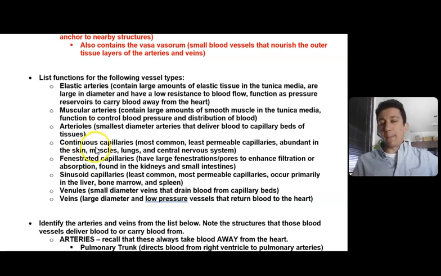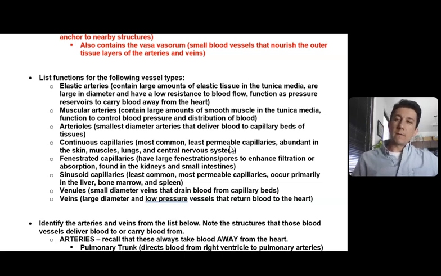And we're going to see a couple of different types of capillaries on the remainder of this list. We have the continuous capillaries, which are the most common type, and they're also the least permeable capillaries, so their walls are not as leaky or as permeable as other types of capillaries are. There's going to be some fluid, some liquids from the blood, leaking out of these into nearby tissues, but not as much as in some of the other capillaries that we're going to examine in a moment. The continuous capillaries are abundant in places like the skin, the muscles, the lungs, as well as the central nervous system, so these have a fairly widespread distribution in the body.